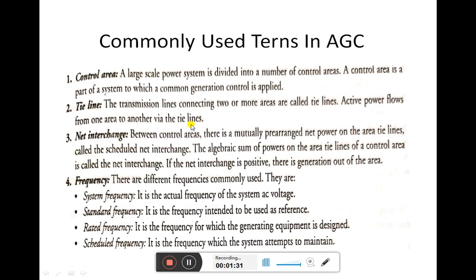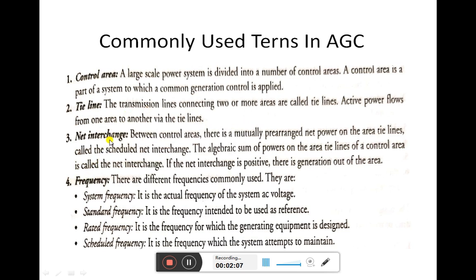But in some cases we are going to have an interconnection between two adjacent areas. So in case area 2 is facing the problem of deficient power generation, then it can take power from area 1. That happens over this tie line. This is the transmission line between the two neighboring areas, where the power transfer is going to take place. So that is the tie line.